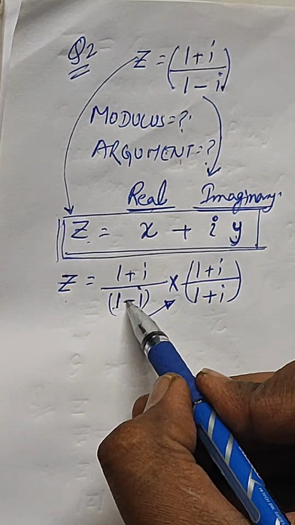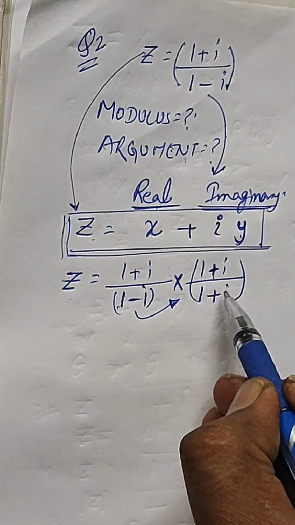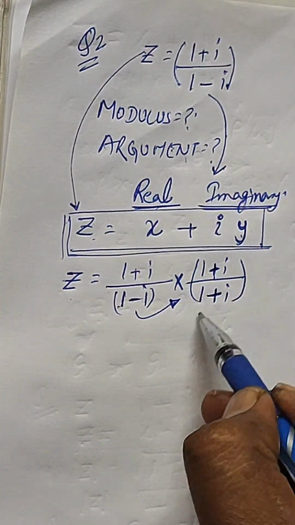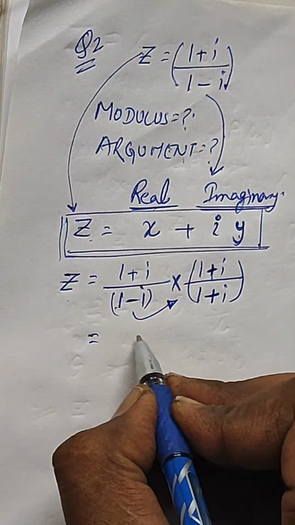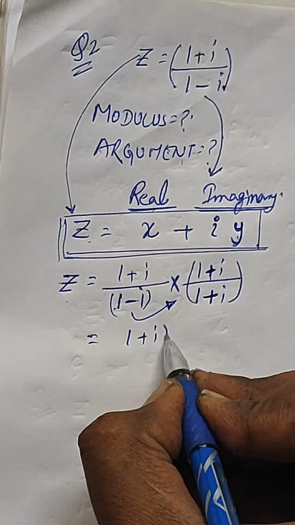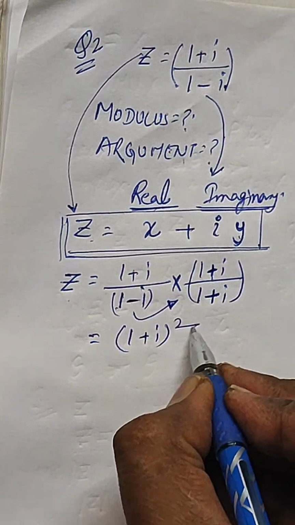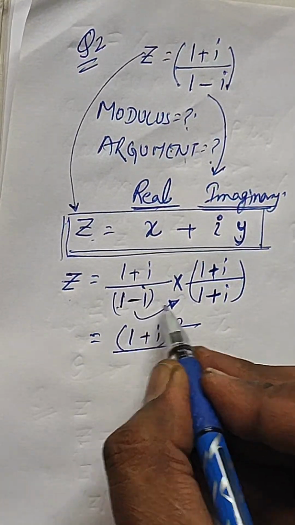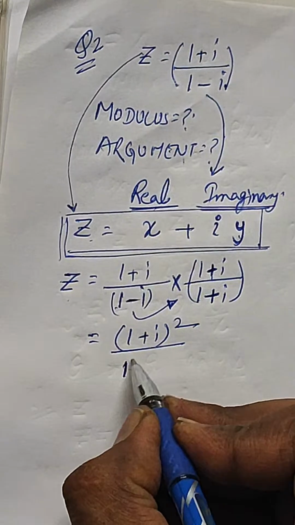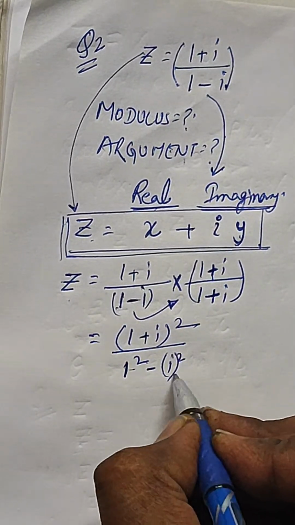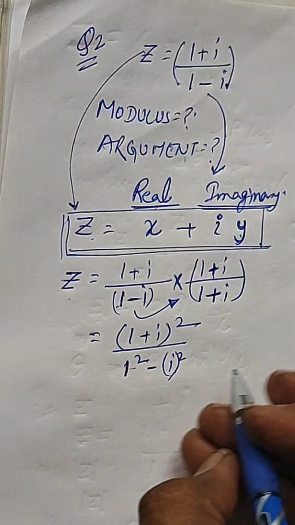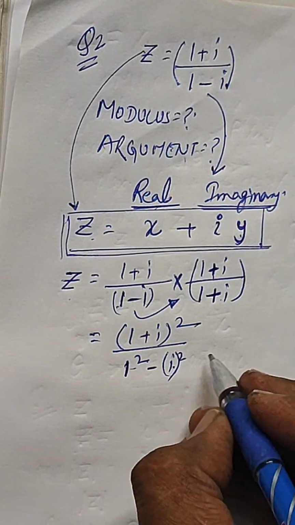Here it is 1 minus i, that's why here plus and plus, and this will be cancelled out, so we will have the remaining the same, right? So this will give you (1 plus i) whole square divided by (a minus b) into (a plus b), that is a square minus i square, right? Because i is in place of b over here.